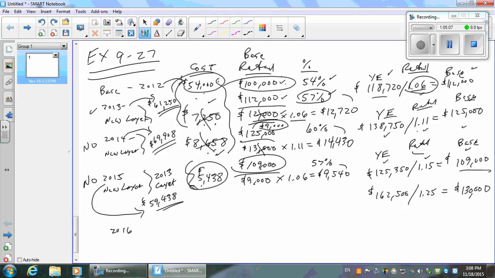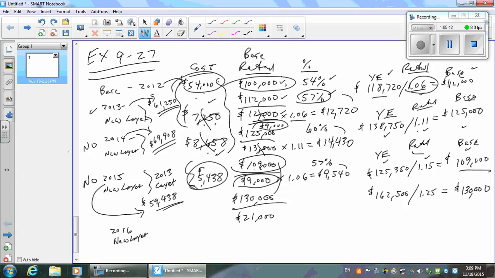Well, what do I have right now? I have 109, right? 100 plus 9. You guys good? It was 109 last year. Now it's 130. What's the new layer? I'm going to take 109, what I had the year before, away from the 130. So if I net them, what's my new one? 21,000. So this is the new layer from 2016. Okay, it's 21,000.